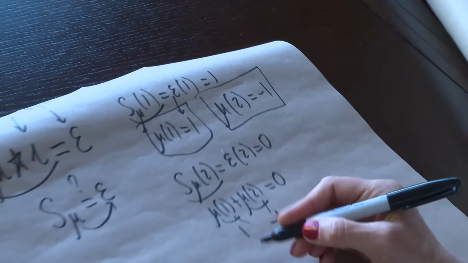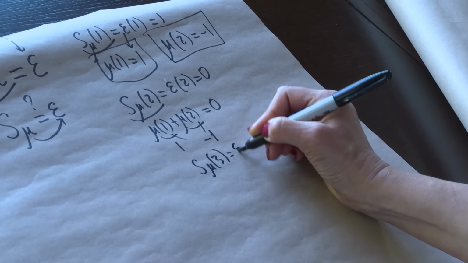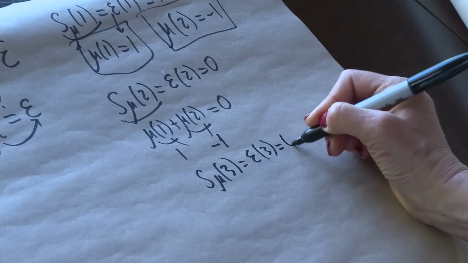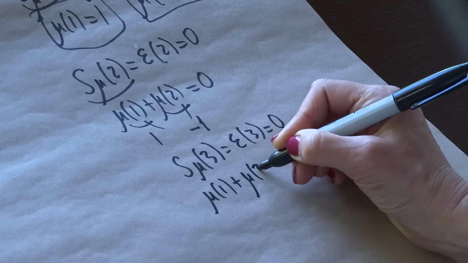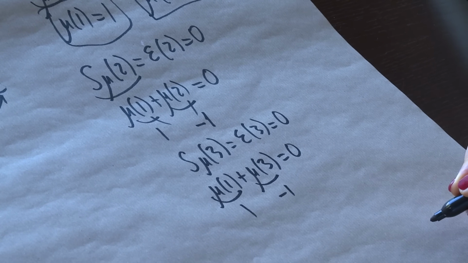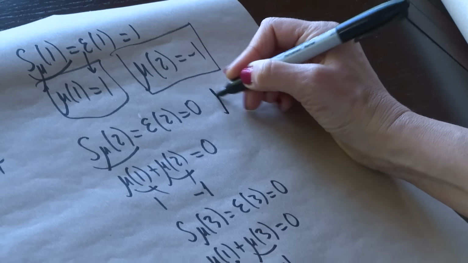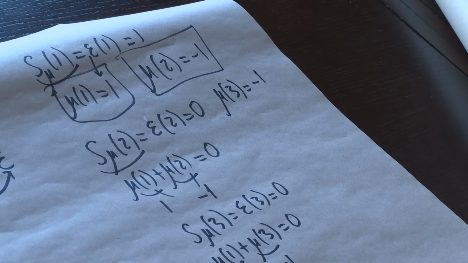Mu of 3. I'm going to carry the same idea here. Epsilon of 3, that's 0. So mu of 1 plus mu of 3 is 0. This guy is 1, so this better be negative 1. So what do you guys think now? Mu of anything else is going to be negative 1?